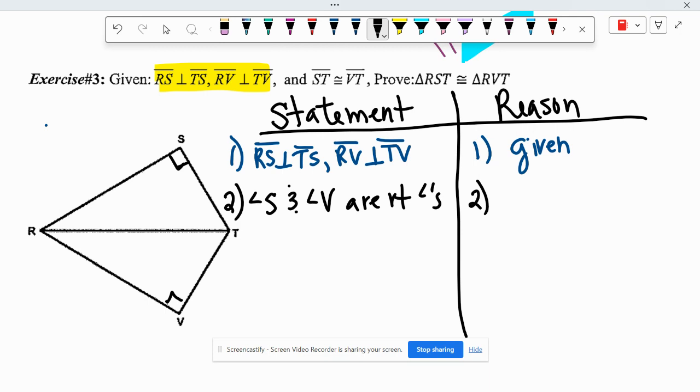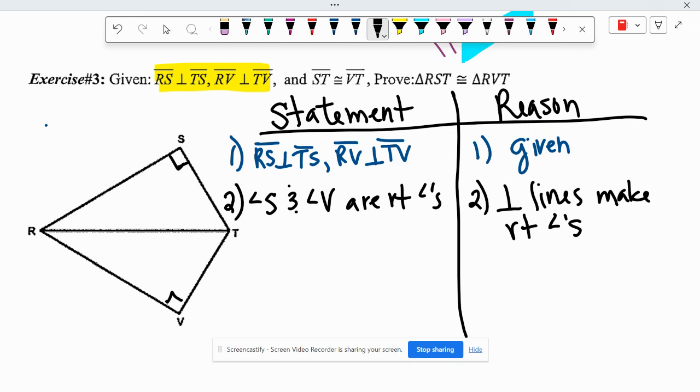Well, the first statement we said was RS is perpendicular to ST. If RS is perpendicular to ST, they form a right angle right where those two lines meet. And if RV is perpendicular to TV, they form a right angle. What are the names of those two right angles? Angle S and angle V. They're right angles because, here's our reason, perpendicular lines make right angles. That's all you need to say.